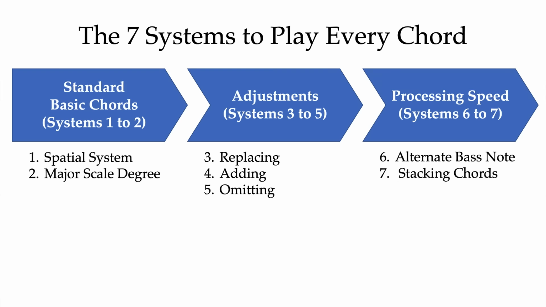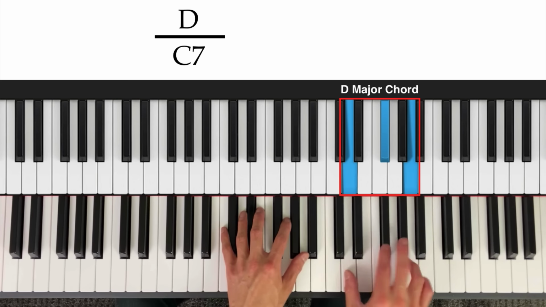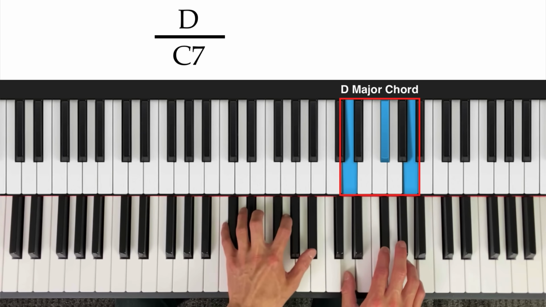All right, our final system of thinking is stacking chords on top of each other, also called polychords. A polychord is written as a fraction. For example, you might see D over C7, so D in the numerator and C7 in the denominator. This represents two chords. It means to play a D major chord over a C7 chord.